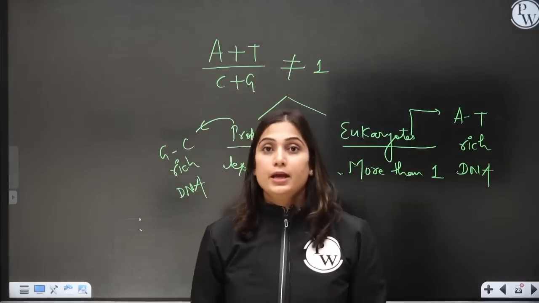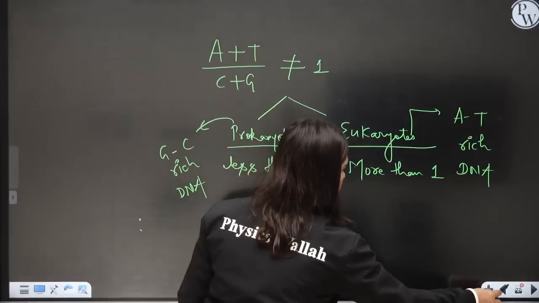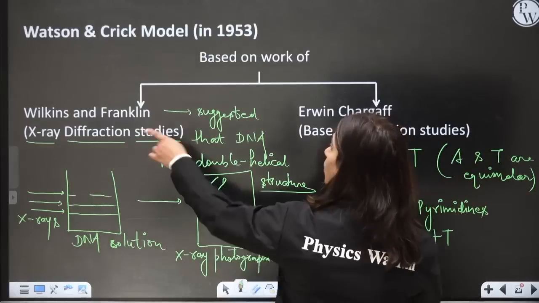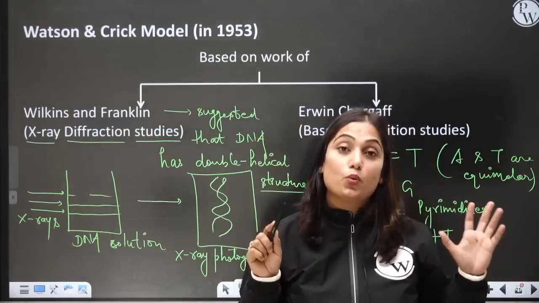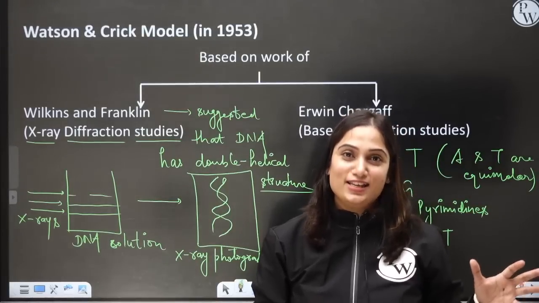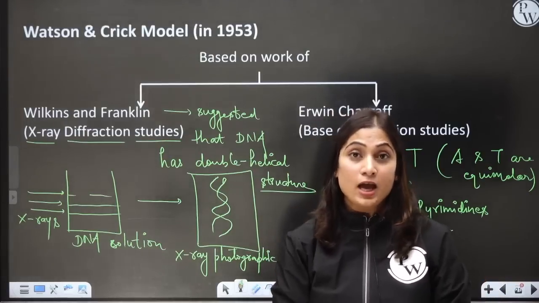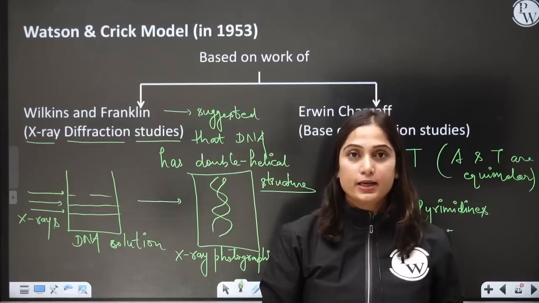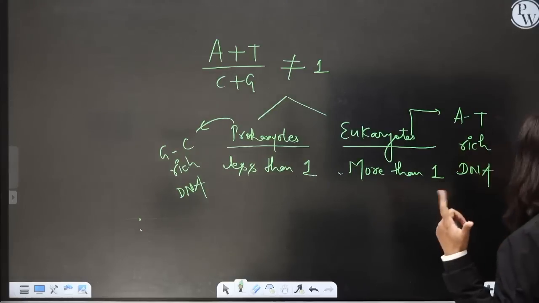Okay. Now, what do we know? We know two things. And what are they? With the help of the Wilkins and Franklin experiment, we know that DNA has a double helical structure. And with the help of Chargaff's experiment, we know that A is always equal to T and C is always equal to G. Now, using these two experiments came the Watson and Crick model. So let's discuss the points of the Watson and Crick model quickly.